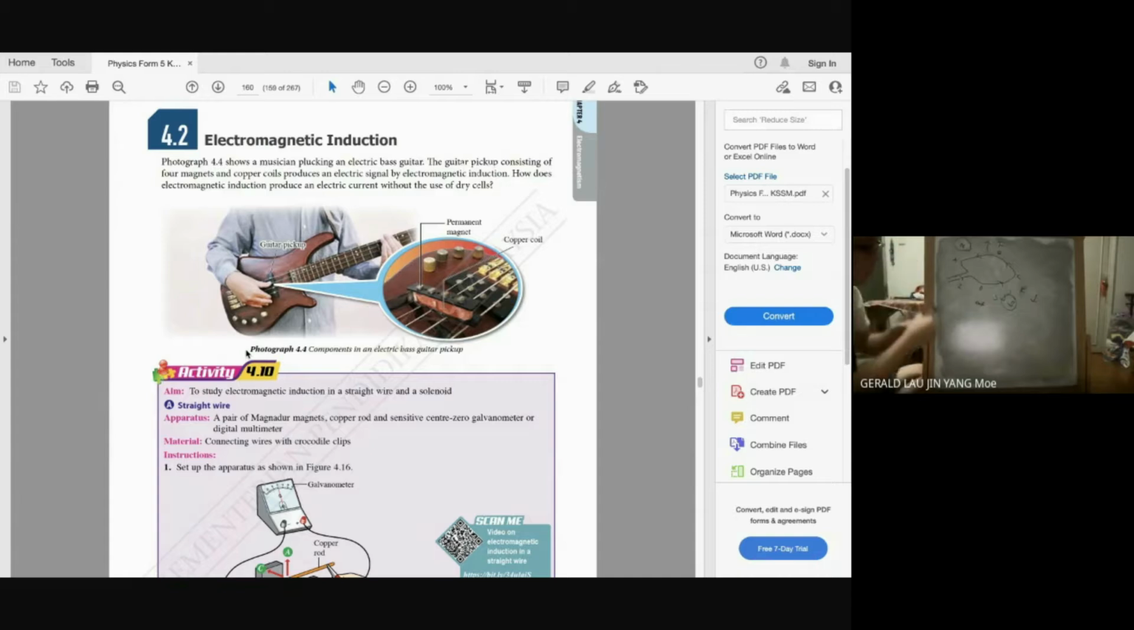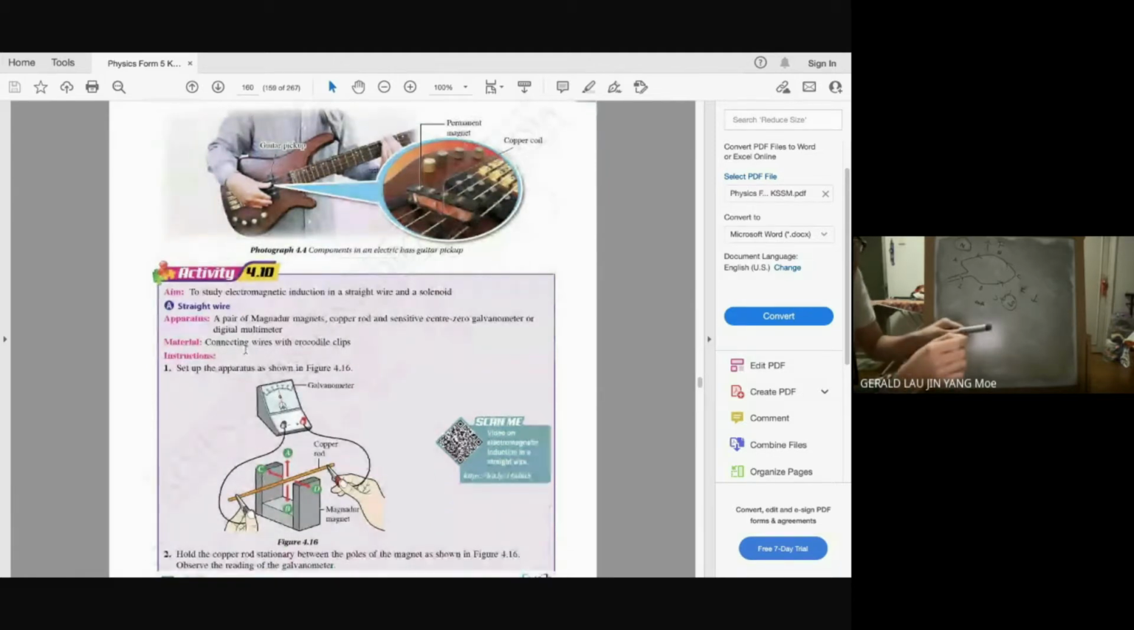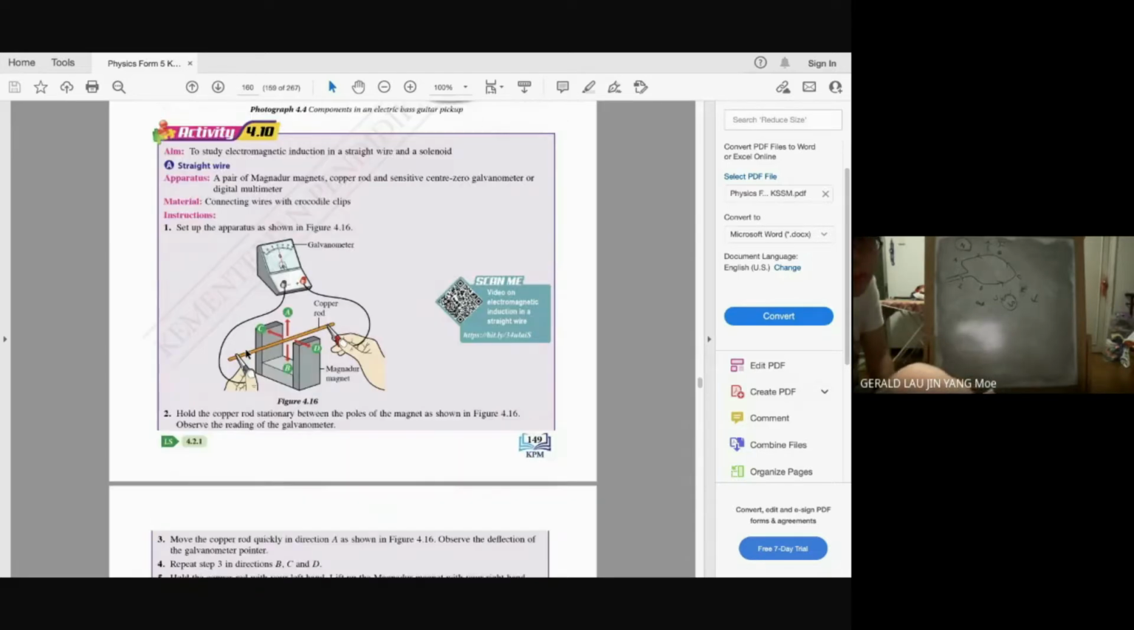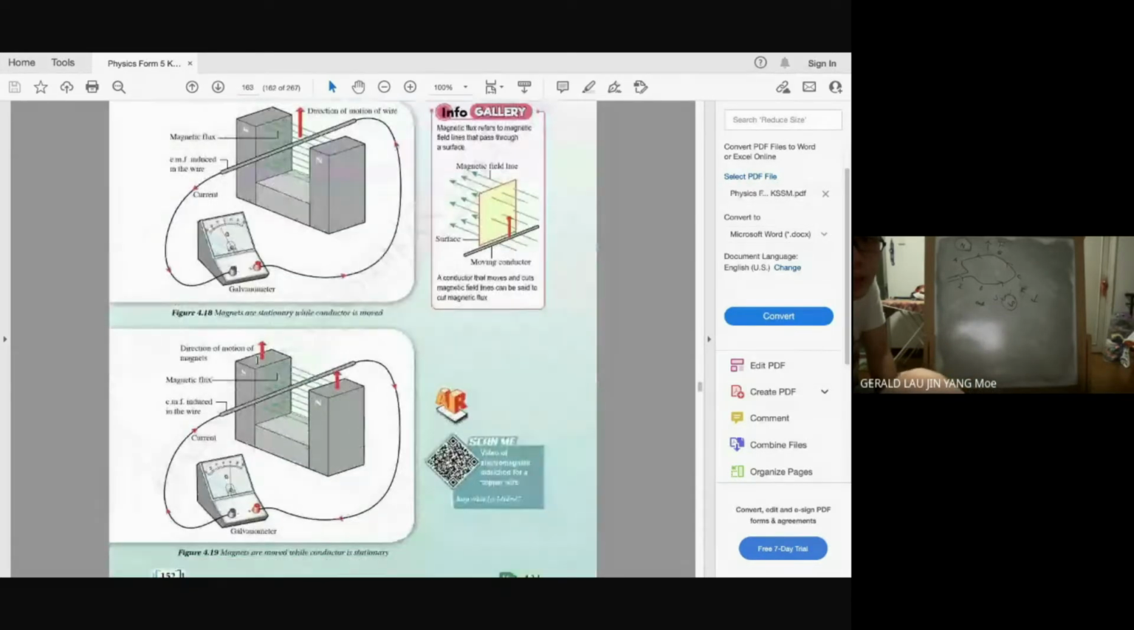Meaning you don't have a battery, you don't have a power source, but you still have your wire and your magnetic field. So the interaction between your wire and magnetic field can produce an induced current. You understand? So it doesn't necessarily mean you must have a battery to produce current. No. If you have a magnetic field, a magnet, and your wire, you move it, only then you can produce an induced current. Okay? So you see here.